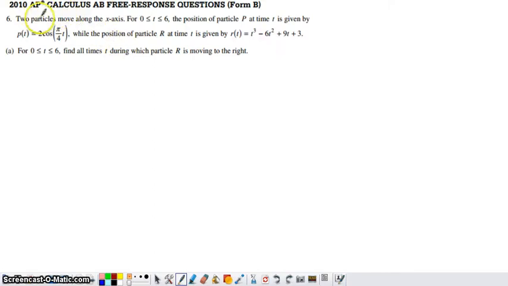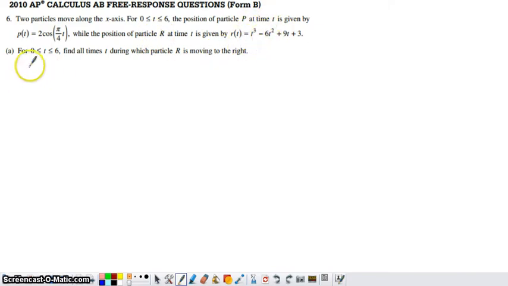So this is free response question number 6 from the 2010 AB exam. This was Form B of the exam. And the situation that's described is that we've got two particles moving along the x-axis. For the time interval from 0 to 6, particle P has its position given by this function, while the position of particle R is going to be given by this function.